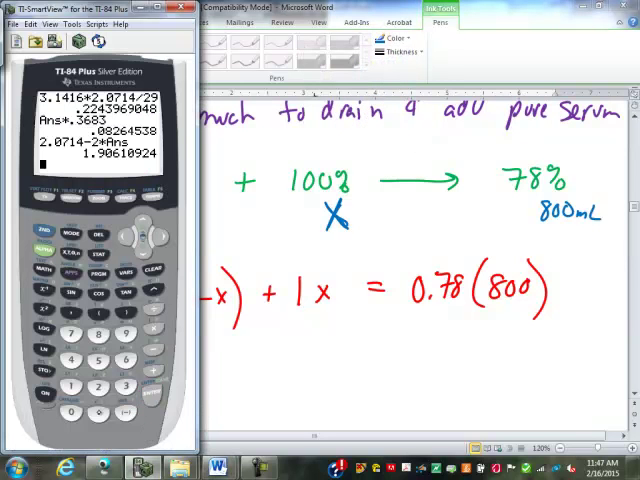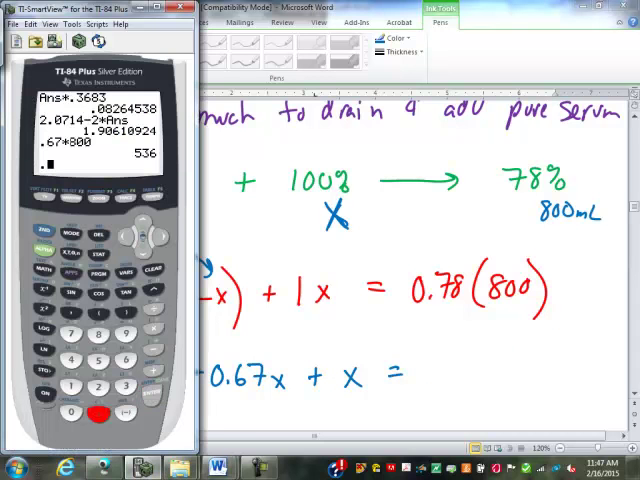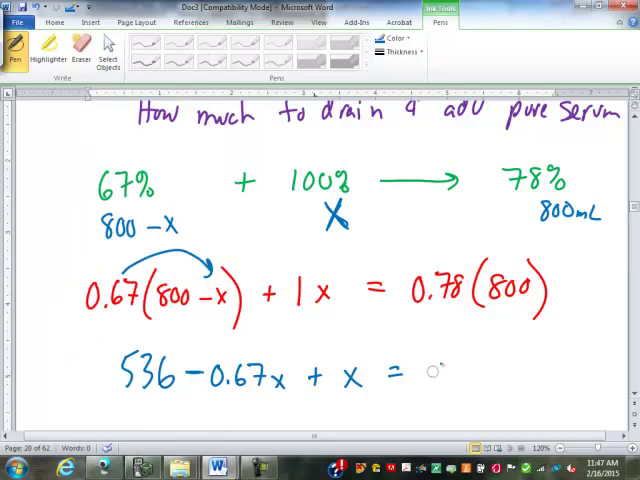So we need a little help here. 0.67 times 800 is 536. 0.67 times negative X is a negative 0.67X. Plus 1X equals 0.78 times 800, which is 624.